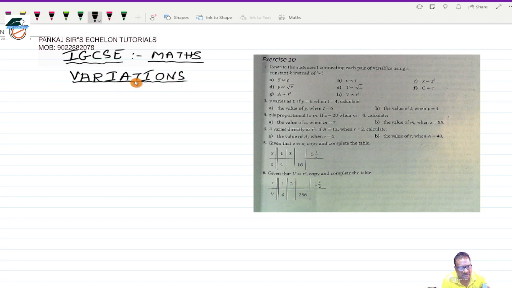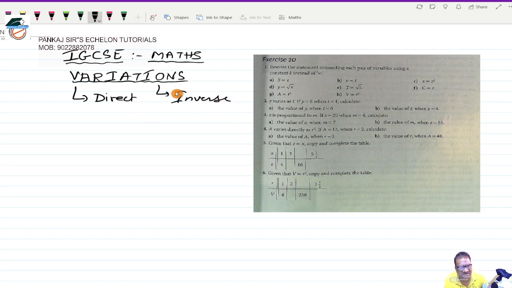Now, what is this variation? First, I'm going to talk on that, and then I will quickly move to Exercise 10, in which we have a lot of problems to solve. But before that, I want to give you some concept clarity on variation. For the students who don't know much about it, there are two types of variation. One is known as direct, and the other is known as inverse.